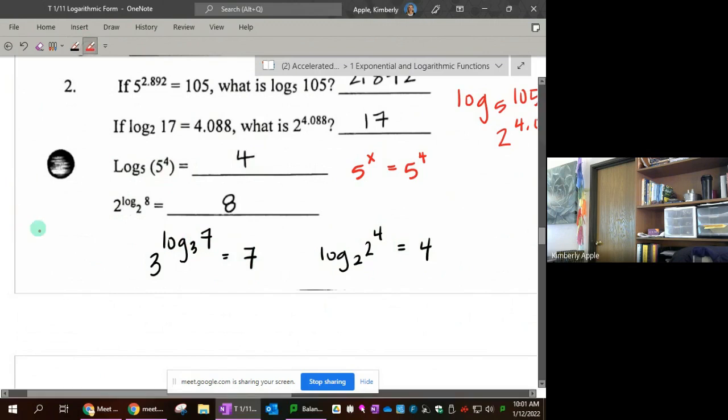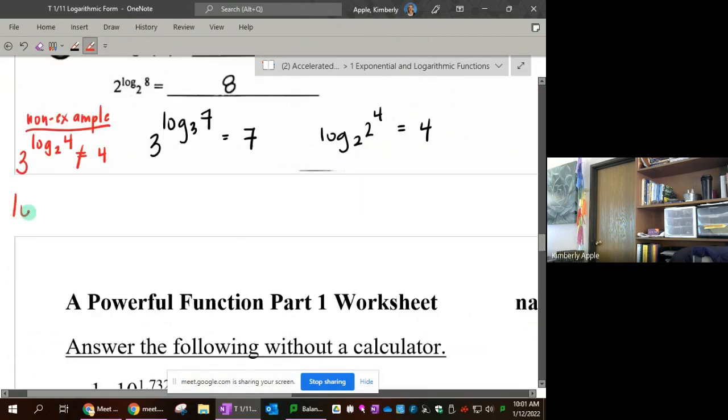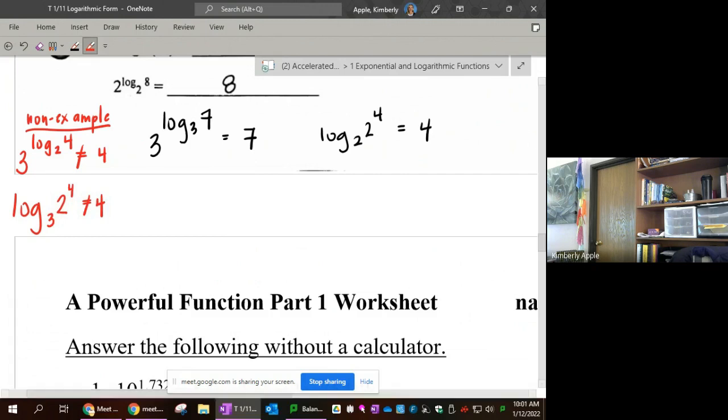What will not work? Let's do a non-example, right? Let's learn a little more about seeing what isn't going to work out. Let's say I have 3 to the log base 2 of 4. That is not equal to 4 because these two numbers are not the same. And then the other, let's say I have log base 3 of 2 to the 4th. These two numbers are not the same, so this is not equal to 4. So that shortcut only works if the bases of both are equivalent. Okay.